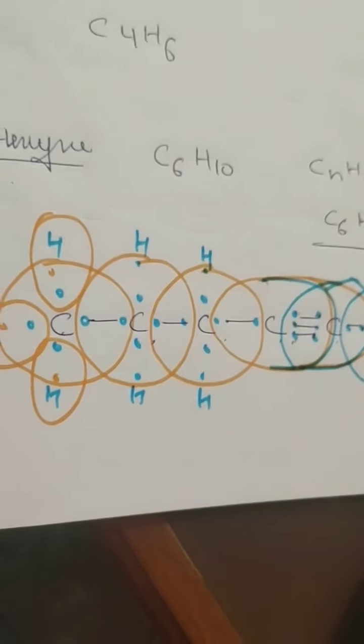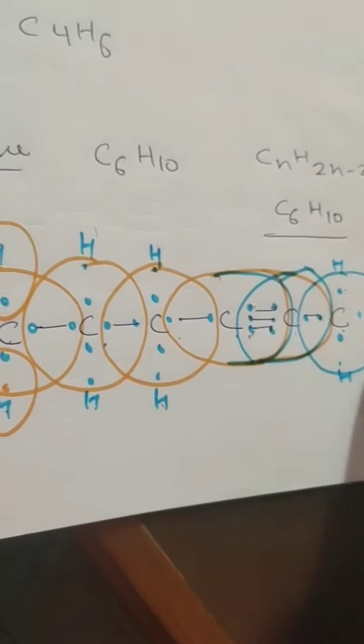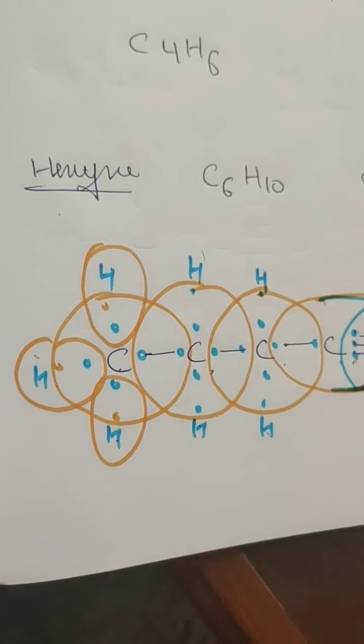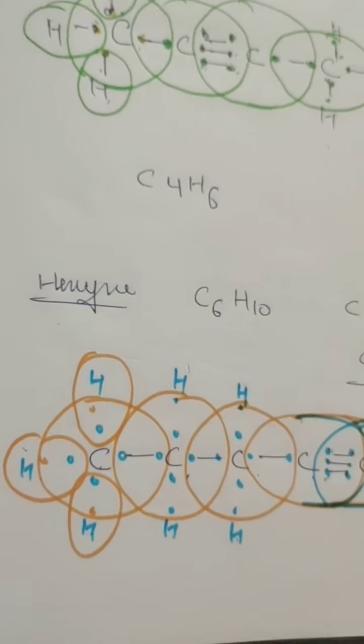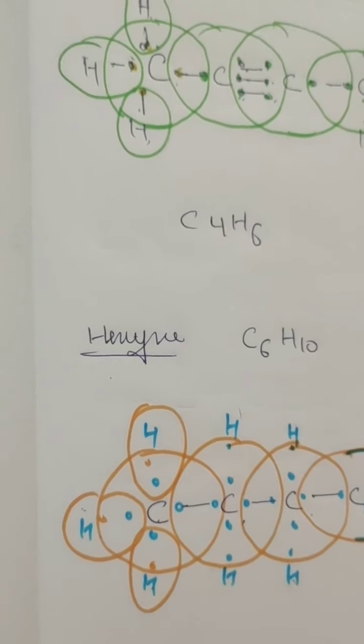It is a little bit messy here, but if we count 1, 2, 3, 4, 5, 6, 7, 8, 9, 10 hydrogens, and all the carbons are having 8 electrons. So this is hexyne, C6H10. I think it's clear now.